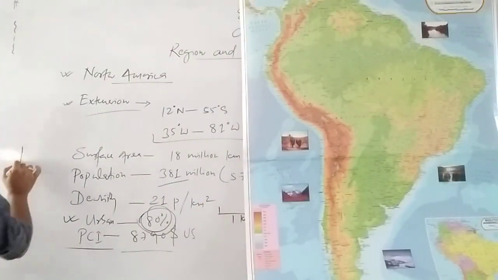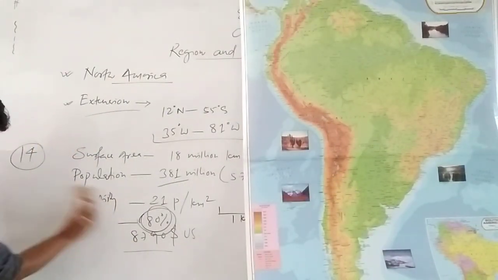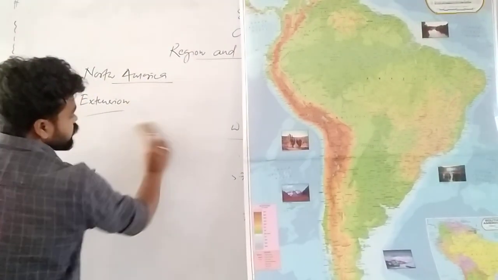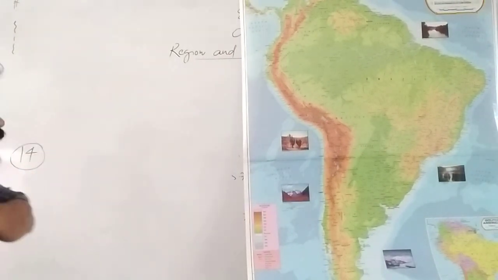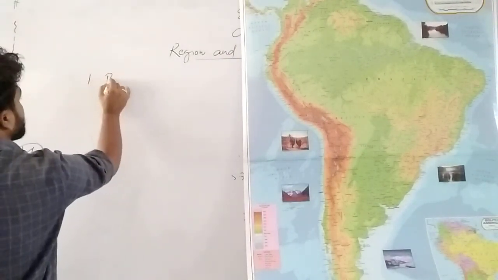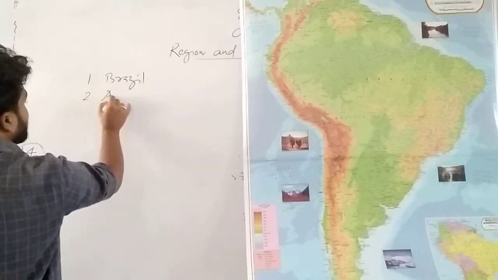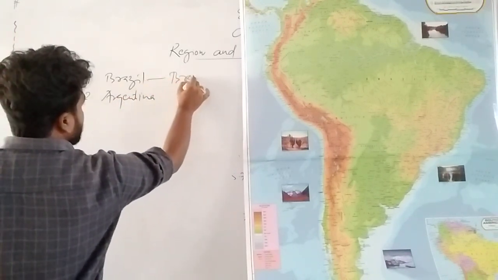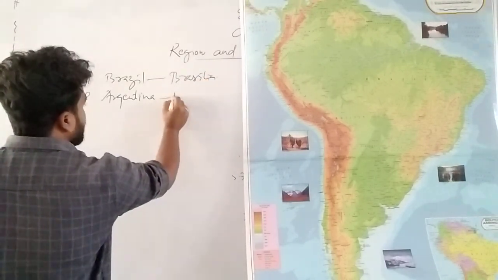Generally, 14 countries are there in South America. We will see what are those 14 countries. I will write the name here first. We know that Brazil is the largest country, so we'll start from Brazil. Brazil, then Argentina. Brasilia is the capital. Argentina, Buenos Aires.